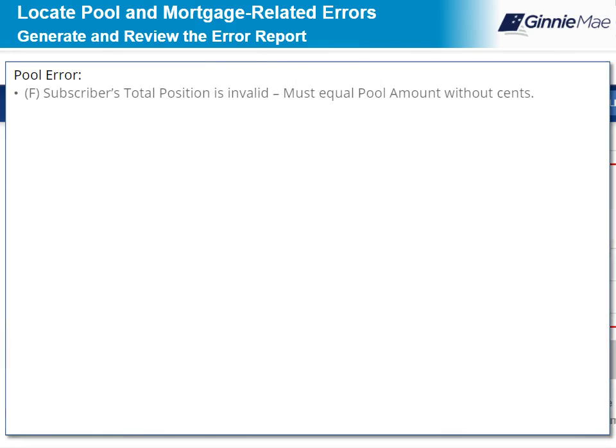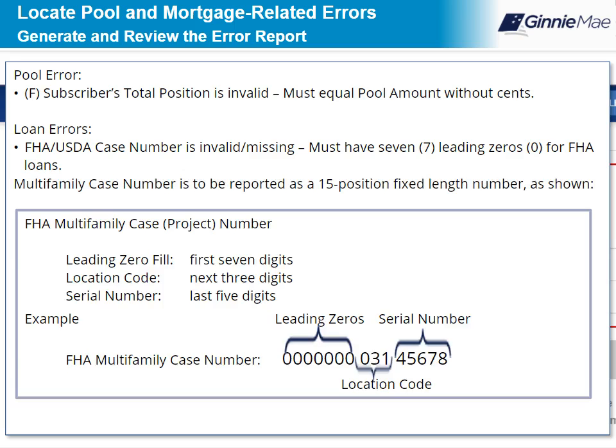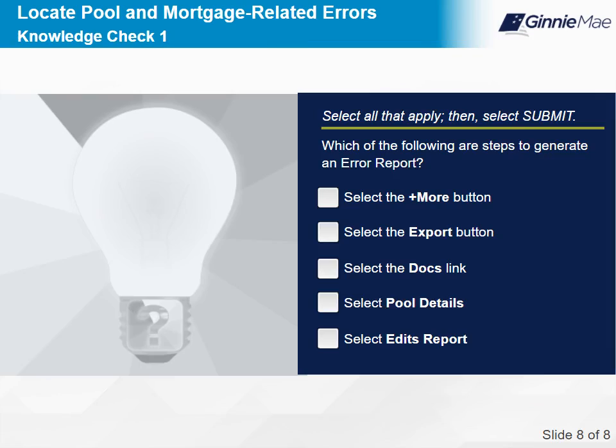Pool error F. Subscriber's total position is invalid. Must equal pool amount without cents. Loan errors: FHA/USDA case number is invalid or missing. Must have 7 leading zeros for FHA loans. Multifamily case number is to be reported as a 15-position fixed-length number, as shown. F. Principal and interest is invalid or missing. Amount should be $515.77. Select Next to continue. Now check your understanding.